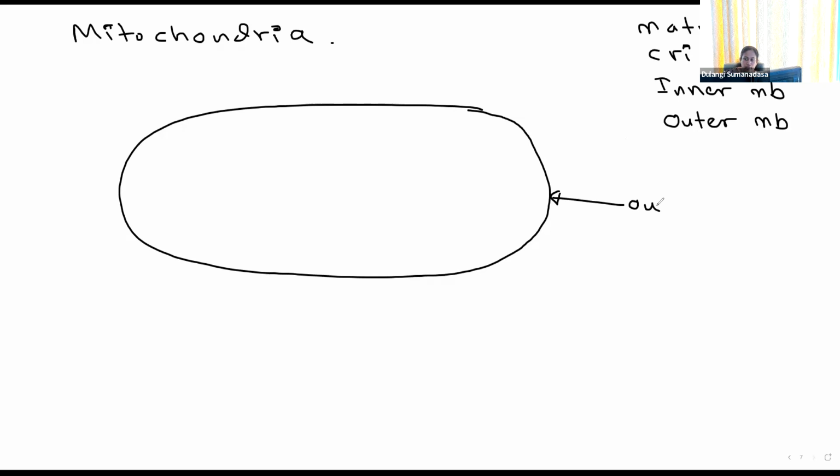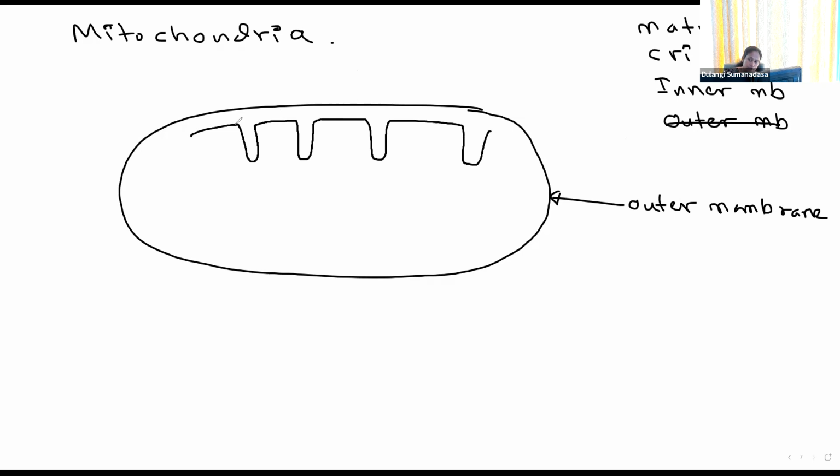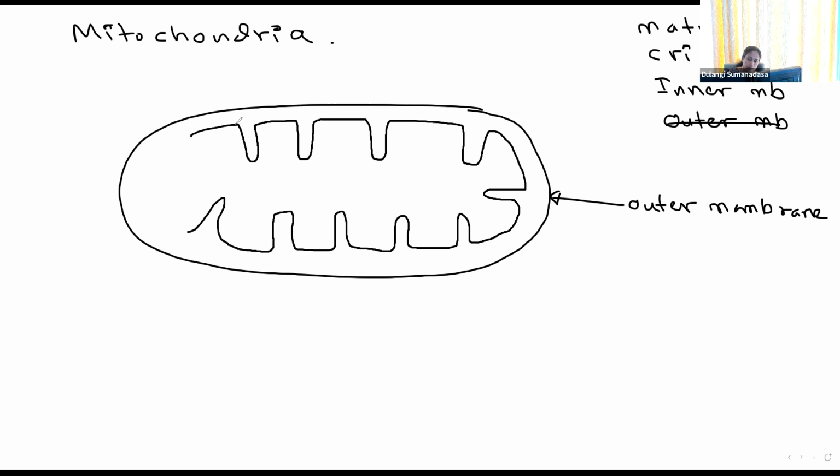So outer membrane is flat. But the inner membrane, there's lots of inner membrane, meaning the site of the electron transport chain, right? To give enough space for the electron transport chain, it needs to have more space. So it's not like a flat membrane like the outer membrane. You're going to see these foldings, right? Because of this, it's going to increase the surface area for the electron transport chain. So inner membrane is always longer than the outer membrane.